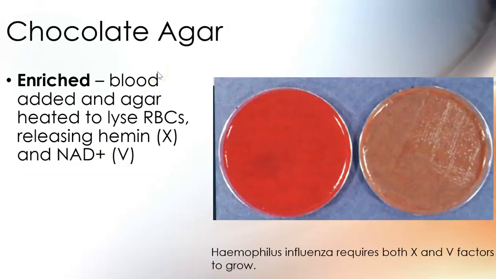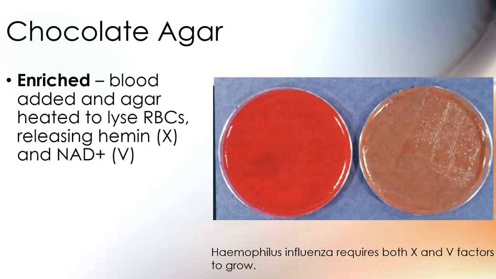Chocolate agar, that's also enriched. What happens is we put the blood in. We heat it up to allow all those cells to lyse, and we cool it. So we're adding the red cells that now we lyse them, and we allow all the hemoglobin, the heme, NAD, that's a big thing.